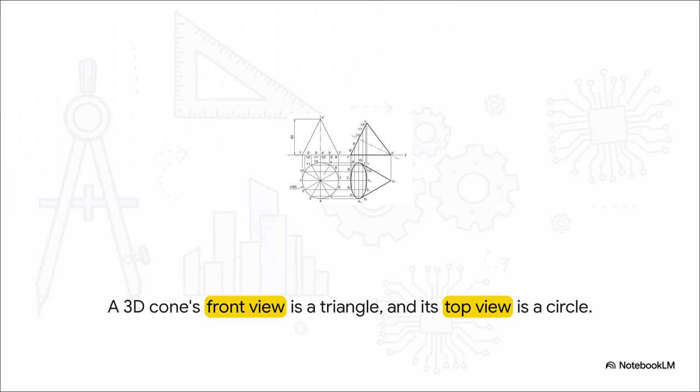See the 3D cone? If you look at it straight from the front, the shape it projects is a triangle. But if you look down on it from the top, it projects a perfect circle. By capturing these different views, kind of like taking perfect flat shadow pictures, we can fully define the 3D shape.